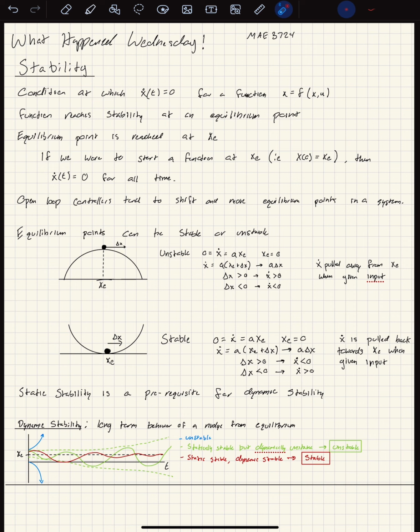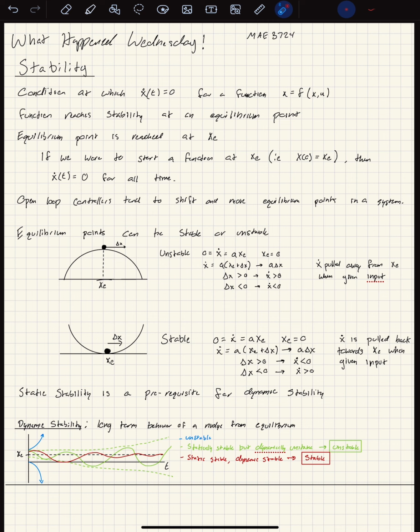Looking first at the unstable system, this can be easily modeled by a ball sitting on top of an upside-down bowl. Looking at these functions, x dot is equal to a x, where a is a value greater than 0. So when we give this a positive delta x in the positive x direction, our x dot will be greater than 0, meaning it will roll down the side of this bowl. Looking at a negative delta x, our x dot goes to a negative value, meaning it will roll off this side, or the left side, of the bowl in the negative x direction. Typically, in unstable systems, x dot is pulled away from the equilibrium point when given any type of a delta x input.